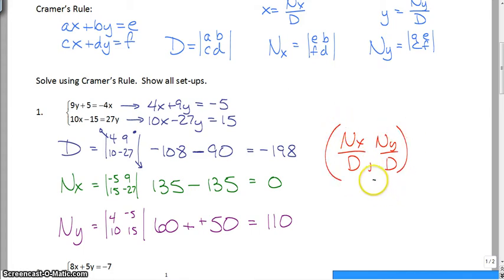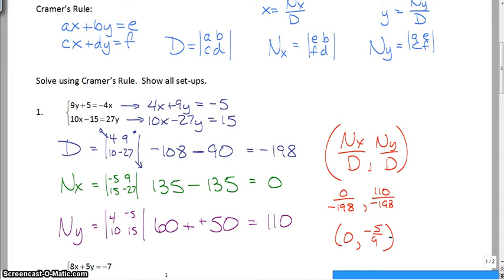That's our final answer. So x is 0 over negative 198, which is 0, comma, and then we have our NY, which is 110 over negative 198, and that's going to reduce to negative 5/9. And that's how you solve a system by Cramer's rule.